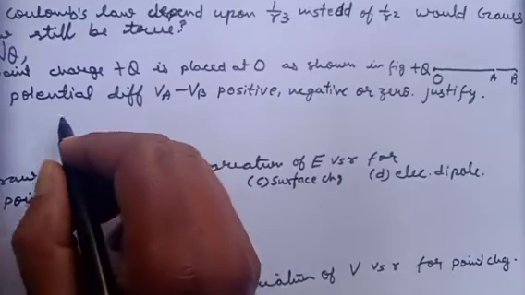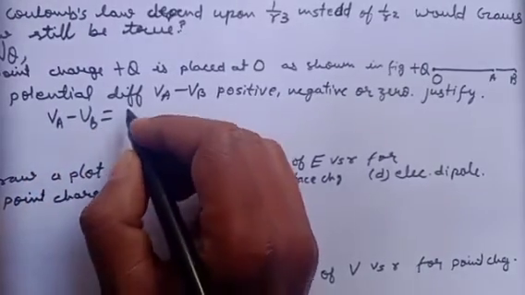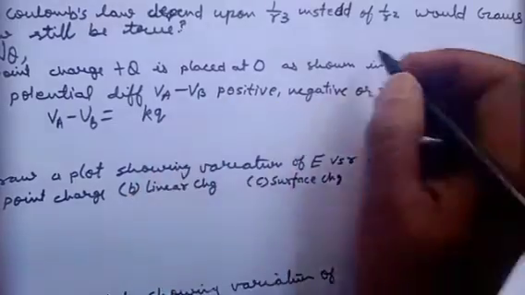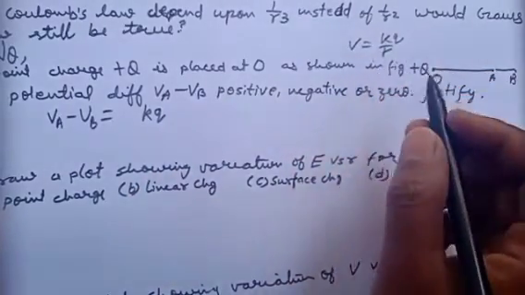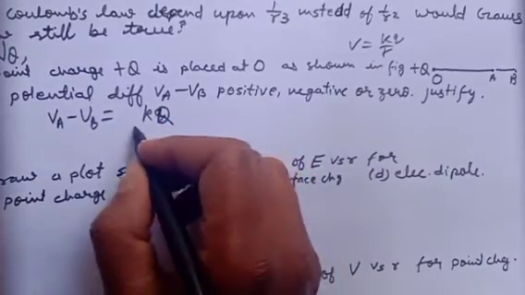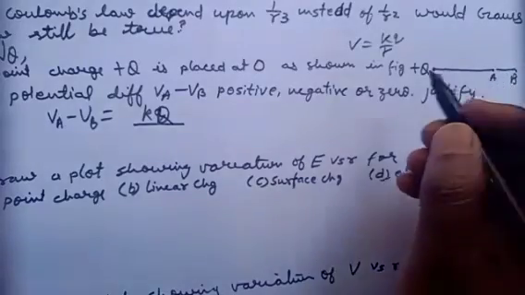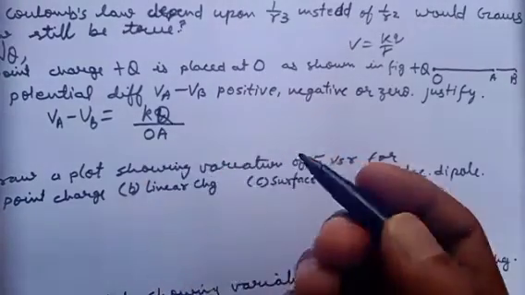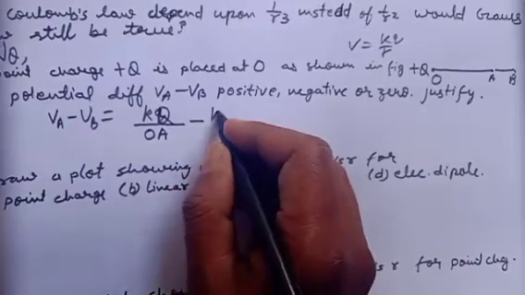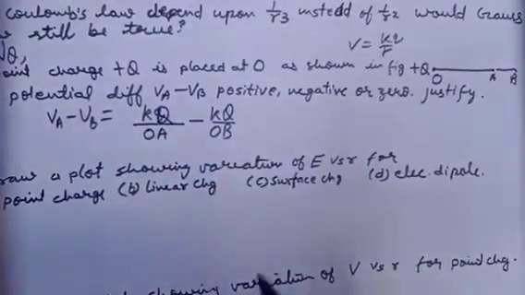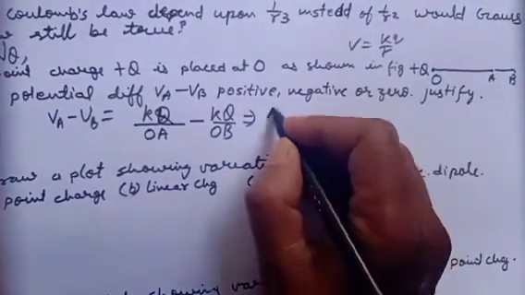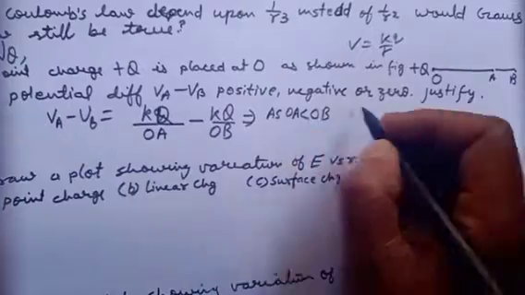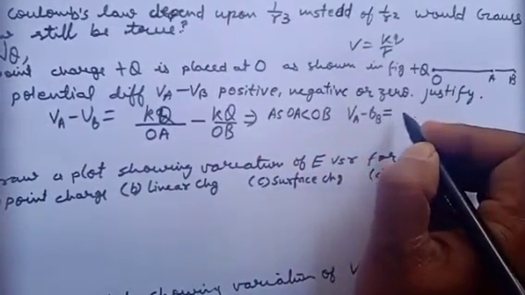So, VA minus VB is equal to, for potential due to a point charge, the formula KQ upon R. Remember, for potential, the formula is KQ upon R. But here they have given capital Q, so I write capital Q upon R. For A, it is OA. I can write it as R subscript A also, but OA is more convenient. And minus KQ upon OB. Directly we can say that OA is less than OB, so VA minus VB is positive.